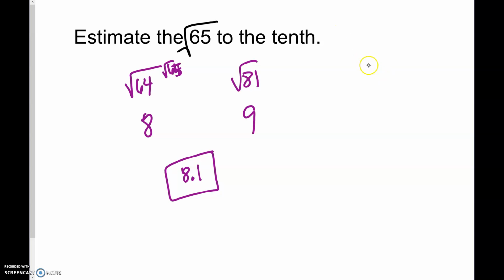Now, if I would have asked you to do something like the square root of 79, the square root of 79 also fits in there, but is it closer to 81? So I would say something more like 8.9 to get that one.